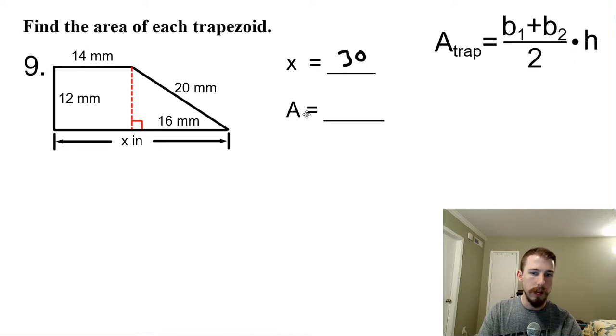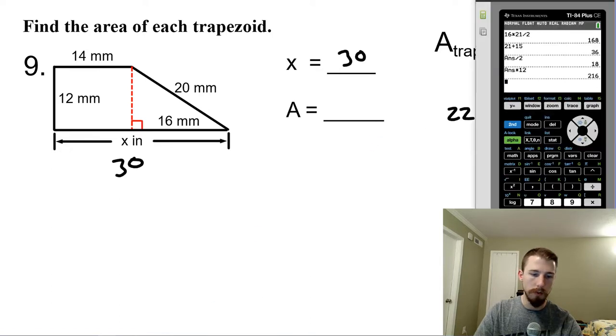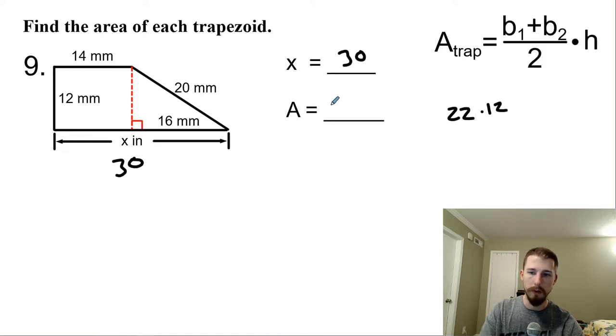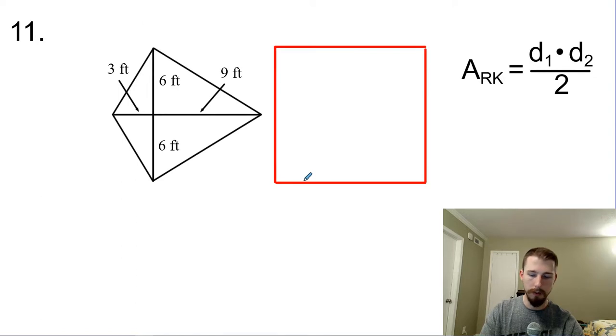All right, then for the area, I have the base, which we said was 30, right? And the other base is 14. So add those together is 44. Half of 44 is 22. So I want to take 22 multiplied by my height, which is going to be 12. So 22 times 12, and just put that in the calculator, which is going to be 264. Alrighty, pretty simple.